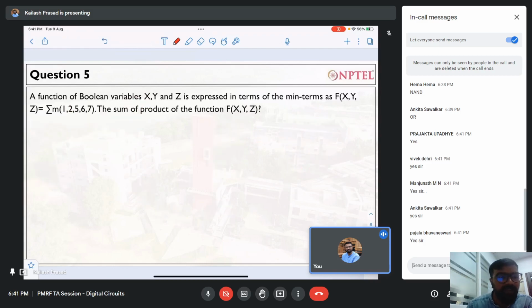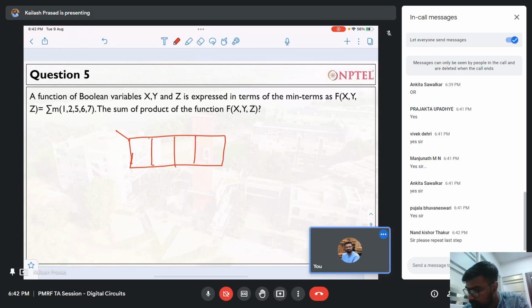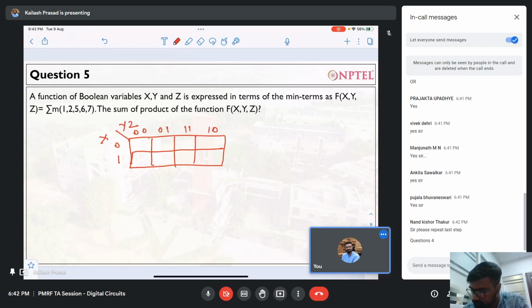Okay. So I have a Boolean function of three variables, and can anybody tell me what expression it will give me? I want to give you 2 minutes, and just write your answer in the chat box. I will also do along with you. Nand Kishore Thakur, I will repeat the question for you, don't worry. Just go through this question. After this question, I will repeat the question again.